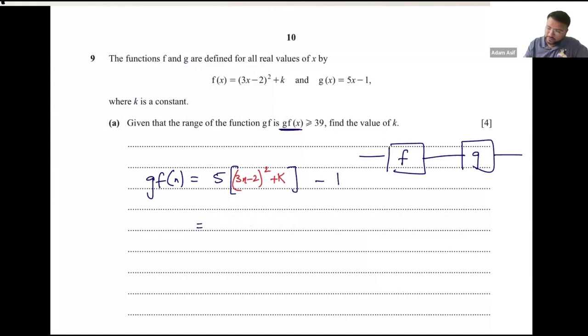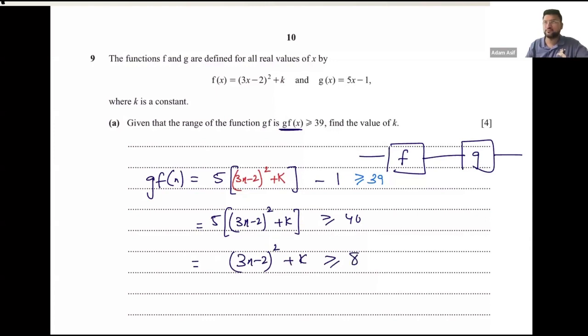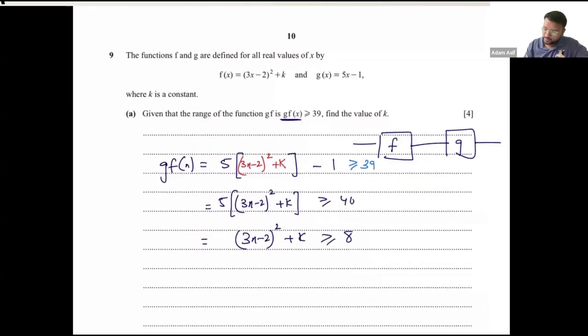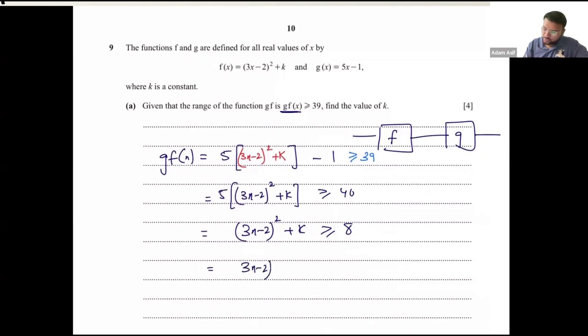Now gf of x should be greater than or equal to 39. So this value should be greater than or equal to 39. So (3x minus 2) the whole thing square plus k times 5 should be greater than or equal to 40. And (3x minus 2) the whole thing square plus k should be greater than or equal to 8. So (3x minus 2) the whole thing square plus k minus 8 must be greater than or equal to 0. What form is this? ये quadratic function है, कौन सी form है ये?